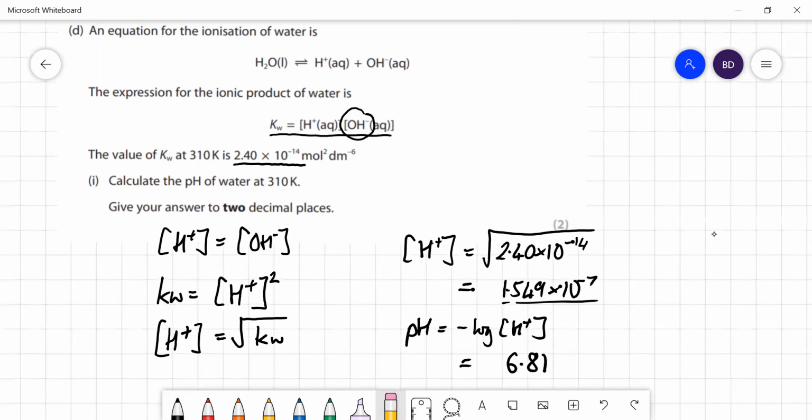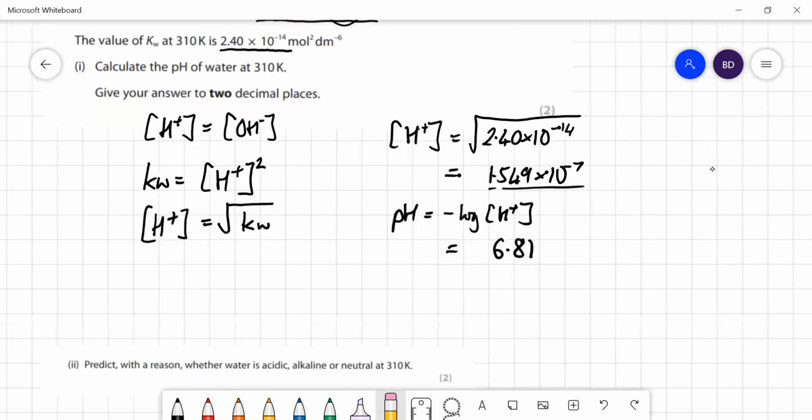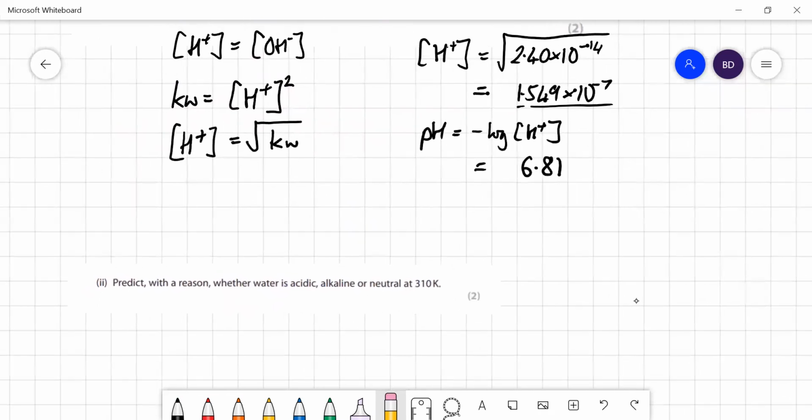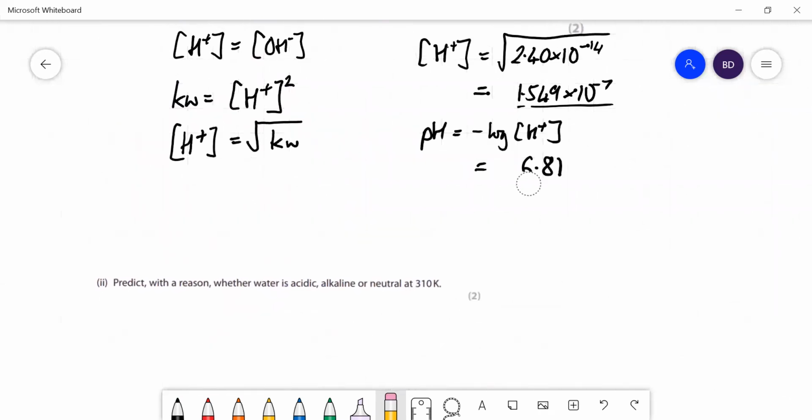Okay, so predict with a reason whether water is acidic, alkaline or neutral at 310 Kelvin. They're trying to trick you into thinking that that is less than pH 7, so it's acidic. Well, it's not acidic at that point, because it is neutral. Why is it neutral? It's because the H plus ion concentration is equal to the OH minus concentration. That is the definition of a neutral solution, and that's what will be there.